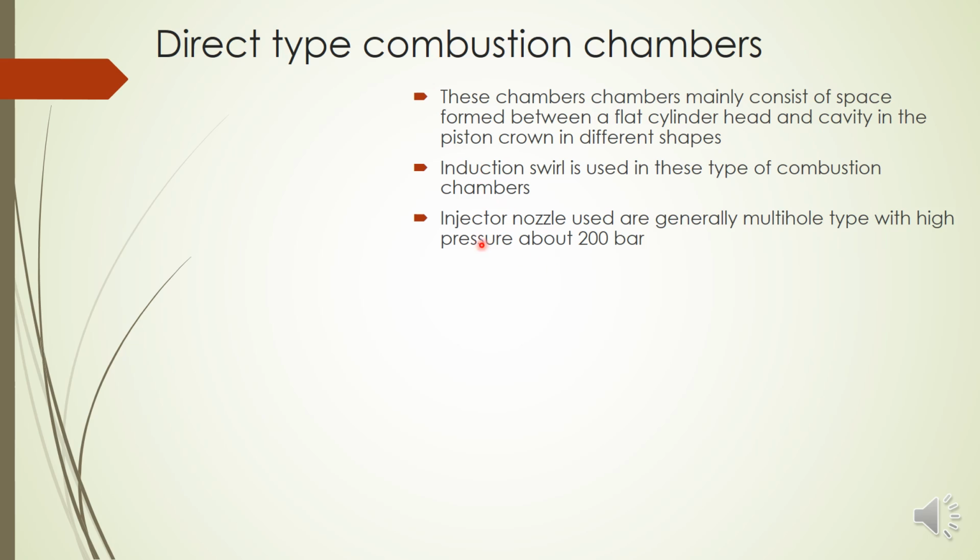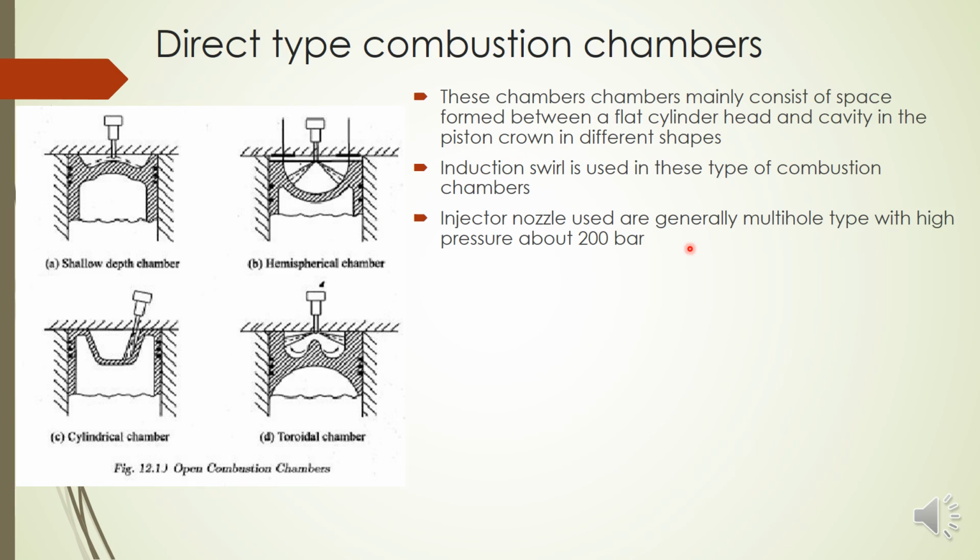To counteract that, we have to use a multi-hole type nozzle with a high pressure of about 200 bar. This we have already discussed. In induction swirl, we have to use multi-orifice type injectors with very high pressure around 200 bar to counteract the low intensity swirl generated. Now we have mainly 4 types based on the geometry. We have 4 types of open type combustion chambers: shallow depth chamber, hemispherical chamber, cylindrical chamber and toroidal chamber. They are different in geometry. This is the fuel injector, the position of the fuel injector.